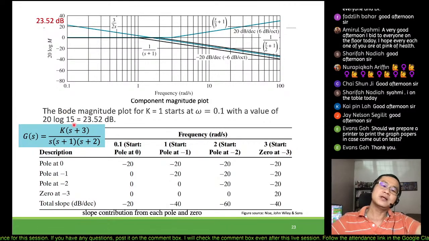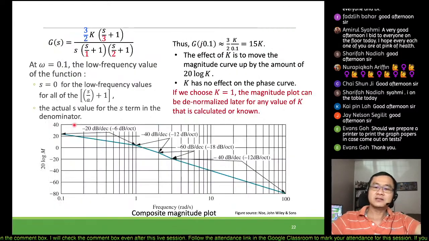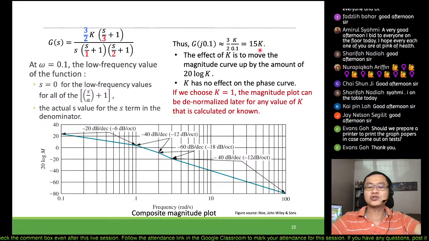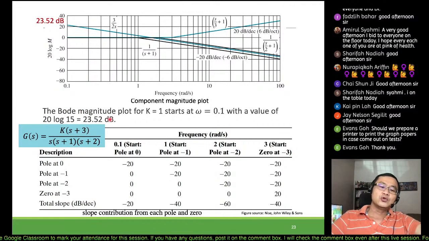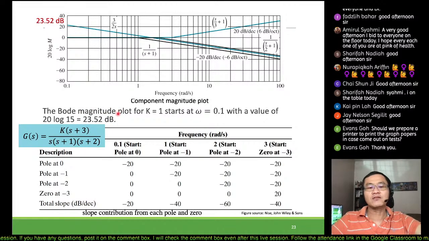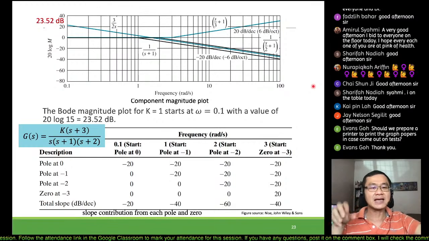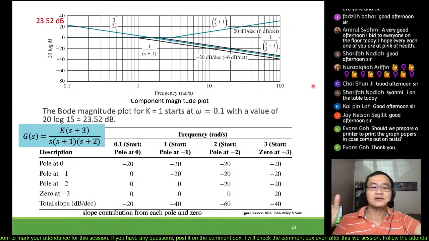So when k equals to 1, then our value would be 20 log 15, since we already get this 15k, k equals to 1, so we get 15, right. So in that way, when you calculate, it is equals to 23.52 dB, and this is our starting point. So we will start to draw from this particular point onwards. That is the idea of how you can plot the starting line.